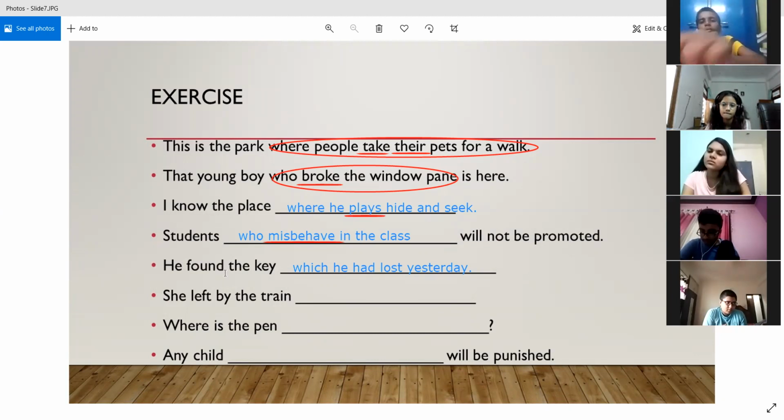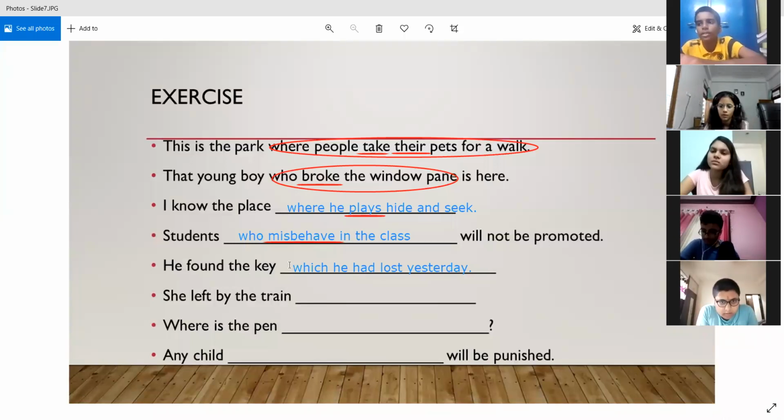And then it was found also. Both the things happened in the past. So found has been written in simple past because this is the latest thing that happened. And what happened earlier, the key was lost, so it has been written with had in the perfect form. So he found the key which he had lost yesterday.